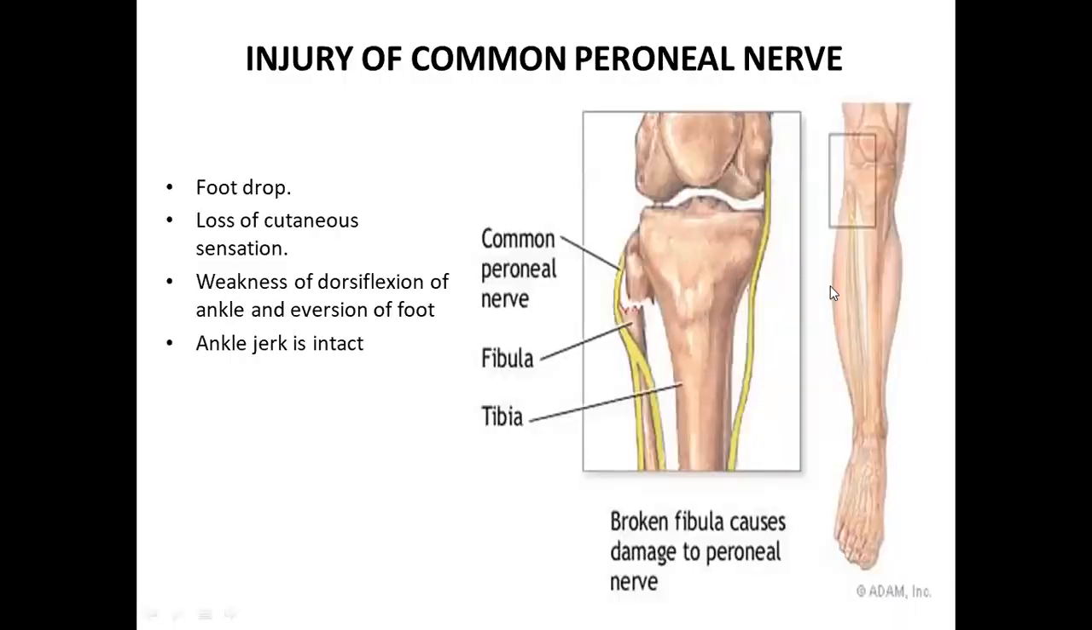Now, what are the common injuries which we see in the common peroneal injury, or what happens if the common peroneal nerve is damaged? The common peroneal nerve is damaged if the fibula is broken. So you can see we'll have a foot drop, we'll have loss of cutaneous sensation, we'll have weakness of dorsiflexion of ankle and eversion of foot, and ankle jerk is intact.